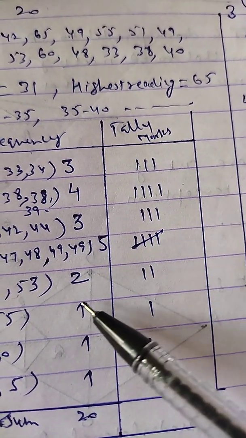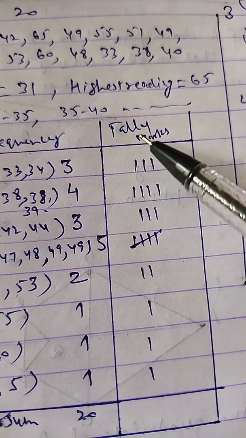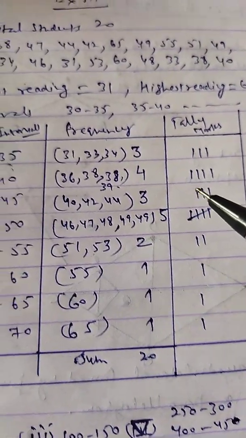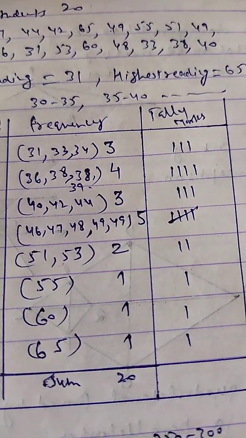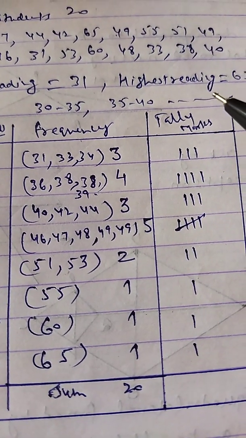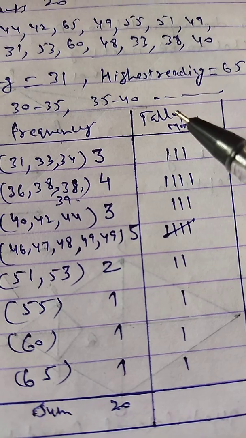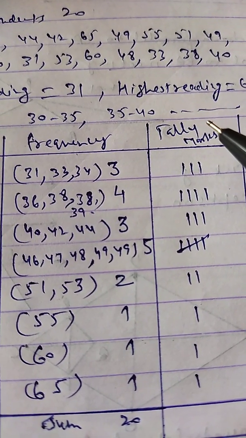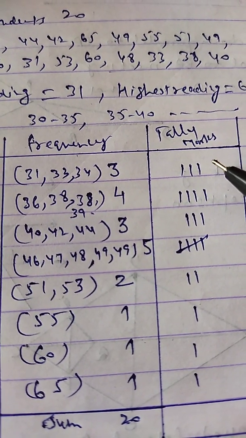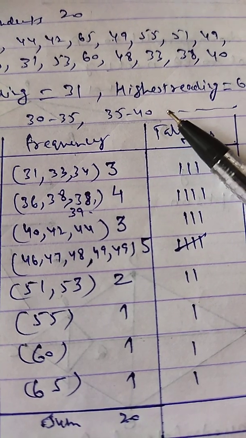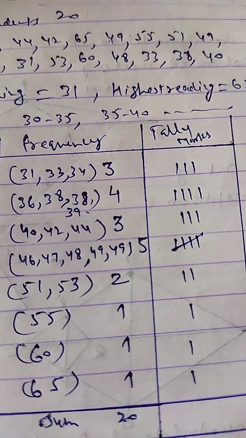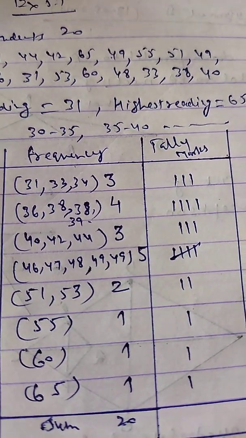That procedure you have already done in your previous classes. You can show, and hence the frequency table is ready. This is the frequency distribution table for this data. And then it is mentioned to draw the histogram for this data also.